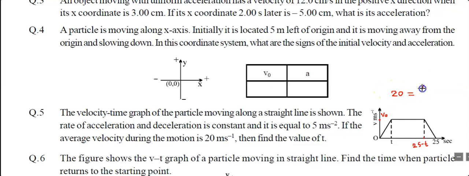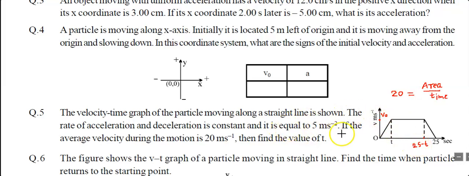It must be equal to the area under the graph, divided by total time. Total time is 25. So this is time, and this time value is 25. When you are calculating this area, you need to write this area and this area, and simplify it, and from here you will find a relation between v0 and t, because there are two unknowns. v0 is unknown and t is unknown.